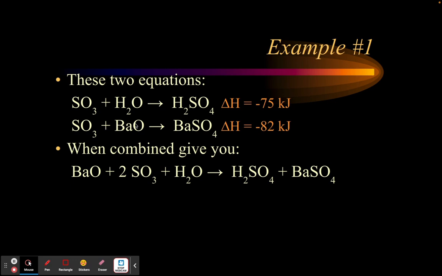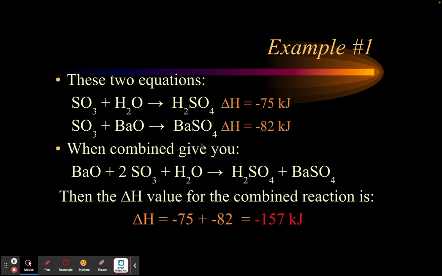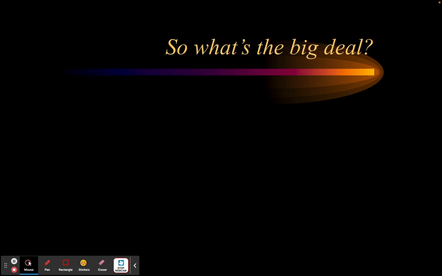So here's the BaO, there's BaO. There are two SO3s, one in each equation. So notice that the coefficient became 2SO3. There's one water, and then what we get as products are the two added together. And so if you add the delta H's up, you find out that that combined reaction at the bottom equals a negative 157 kilojoules. It's pretty cool that this works.